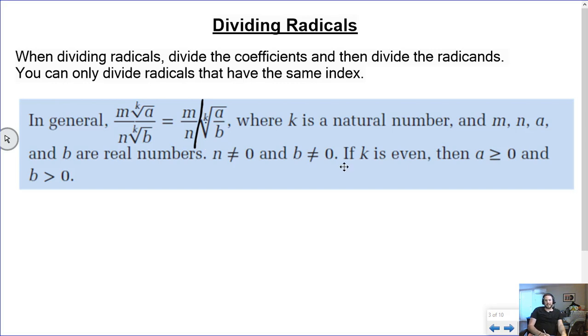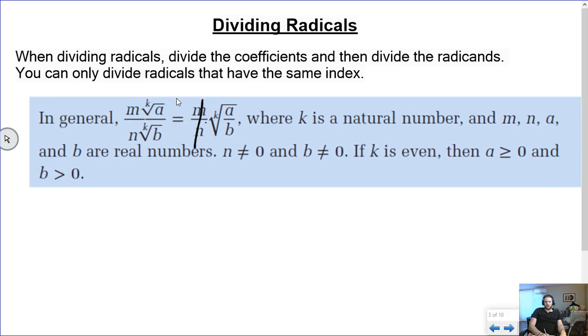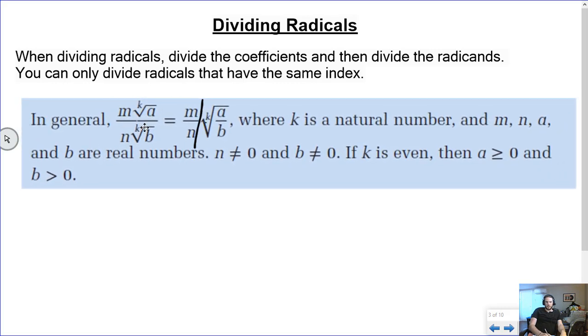And if k is even, so if it's a 2, a 4, a 6, whatever the case may be, then we know that we can't take the root of a negative number. So a and b would have to be positive in that case. So lots of restrictions going on here, but the takeaway is that when you do this, you can separate the coefficients from the radicals and do the divisions separately.